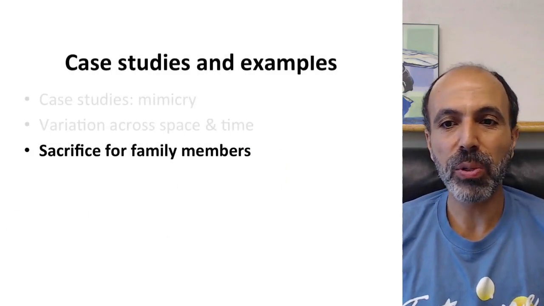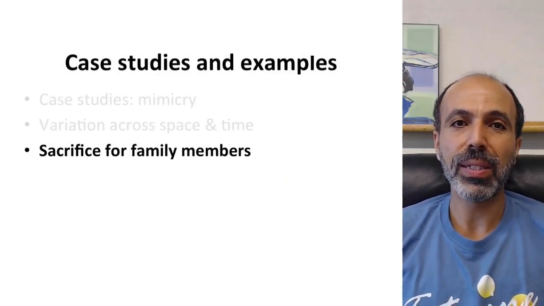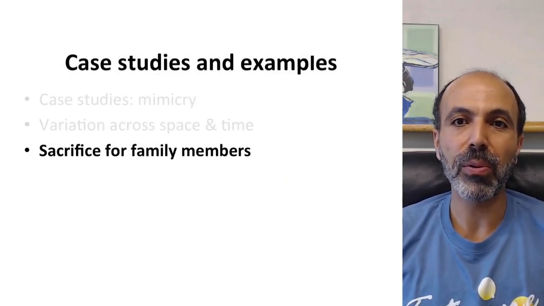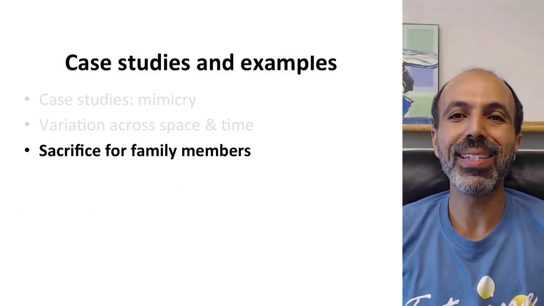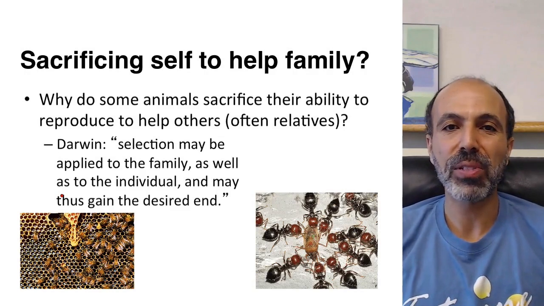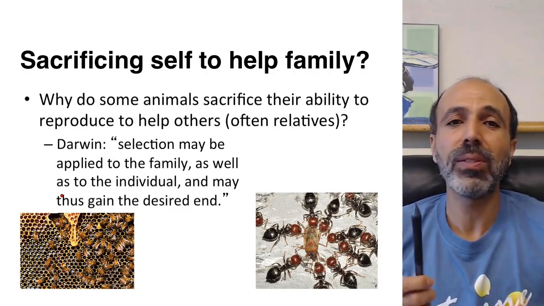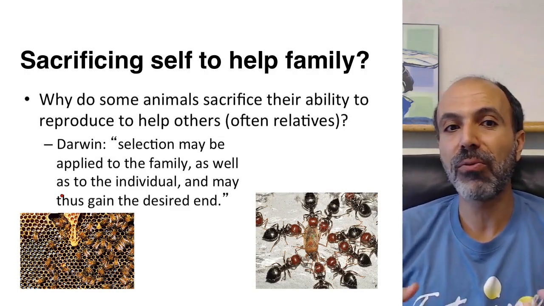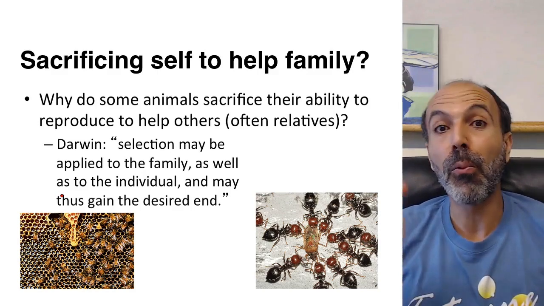The last principle I wanted to briefly touch on was this concept of sacrifice for family members, or what's often referred to as kin selection. So why does this happen? Why do you sacrifice yourself to help your family members? Or why do some animals do this? They'll often sacrifice to help others if they are relatives.